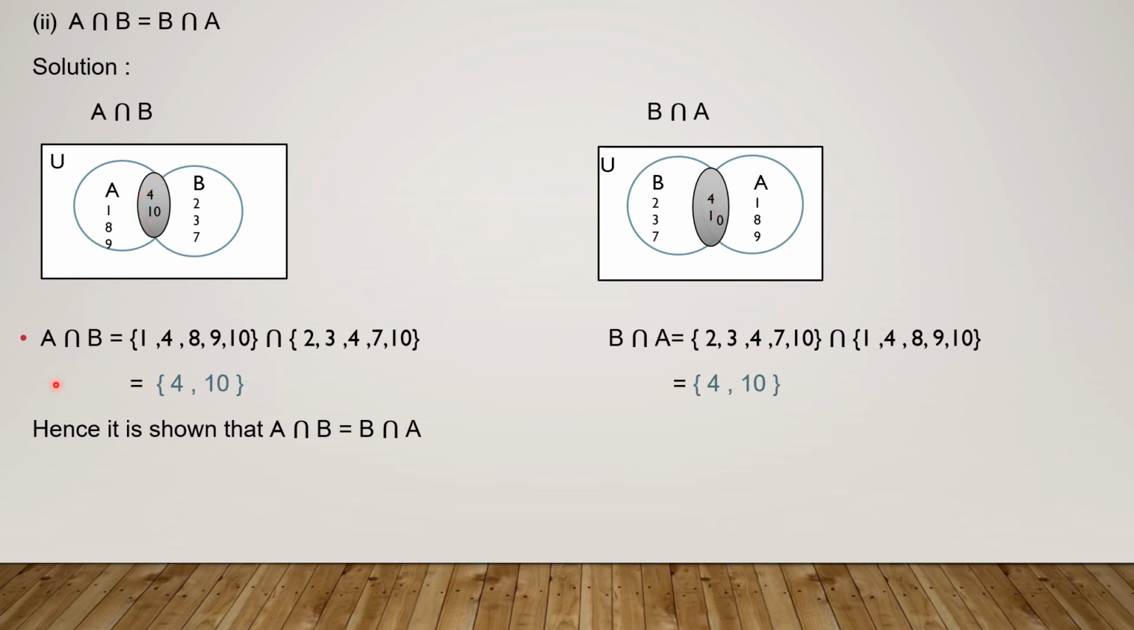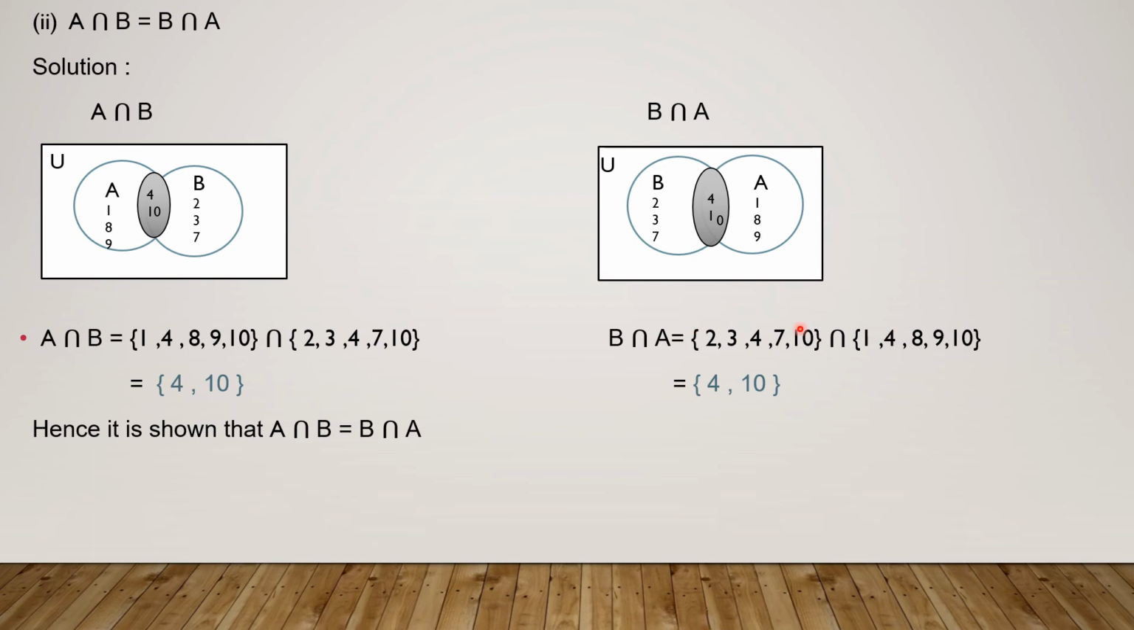Similarly, we will find A intersection B. First write the elements of A, then the sign of intersection, then the elements of set B. In intersection, students, we will write the common elements of both the sets. Which elements are common? 4 and 10. 4 and 10 are such elements which are present in set A and in set B. So 4 and 10 is the answer of A intersection B. Similarly, here we find B intersection A.